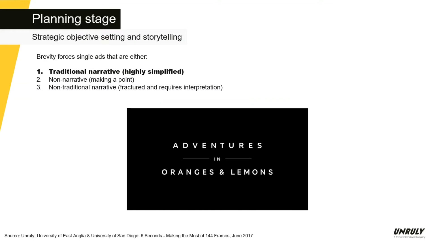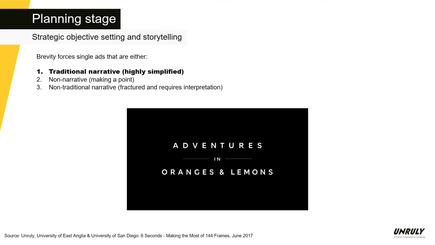Now let's look at some examples of these techniques in action, starting with the planning stage and how to think about storytelling. The brevity of 6-second ads means that traditional storytelling is usually impossible. You're going to struggle to get a beginning, middle and end into 6 seconds. However, we do have some examples here of how this can work. You just need an extremely simplified storyline.